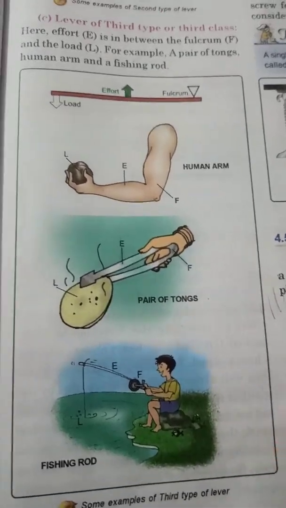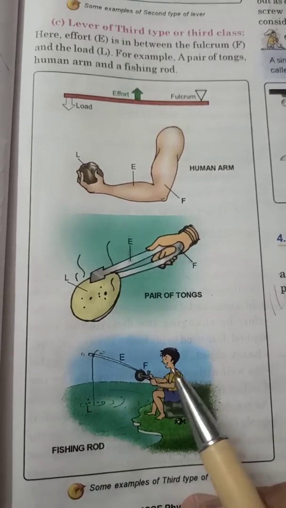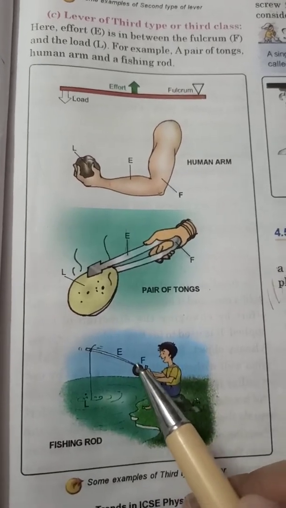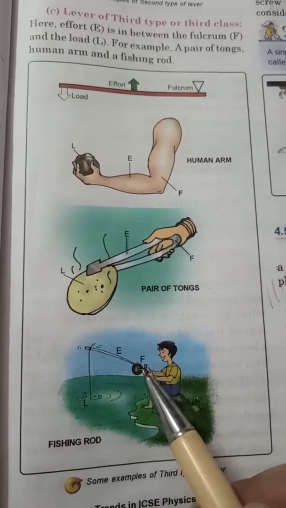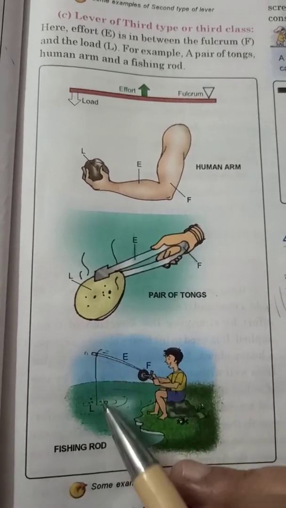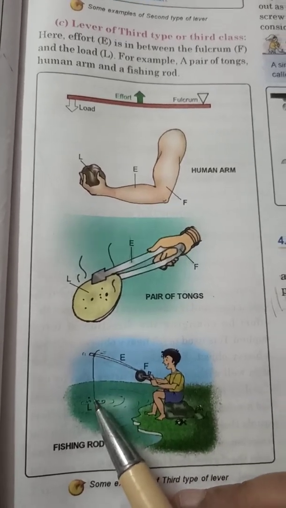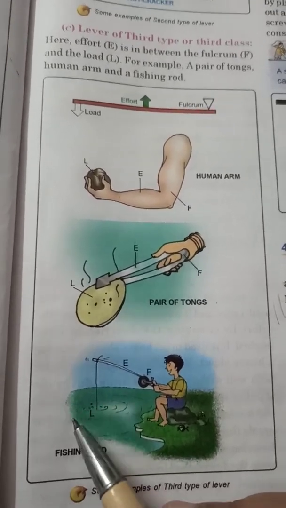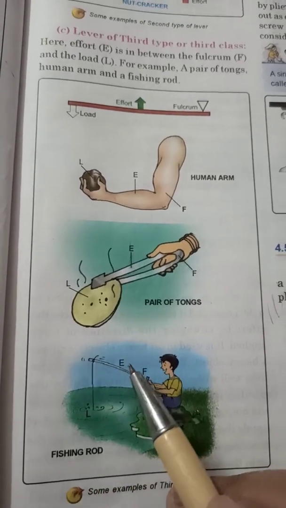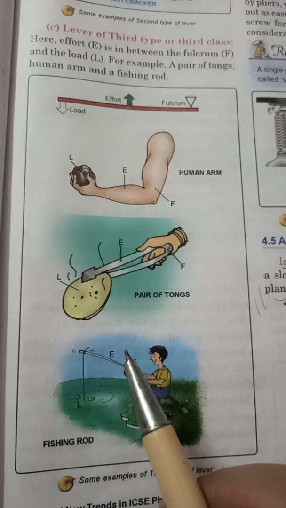Now our third example of this thing is fishing rod. In this fishing rod also we have a handle or something like that at this point, at this right hand corner. Then load, whatever we lift from this water will be the load. So load is at this left hand side corner, and in the middle we have effort, okay?